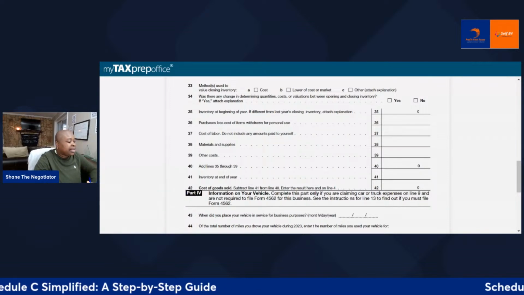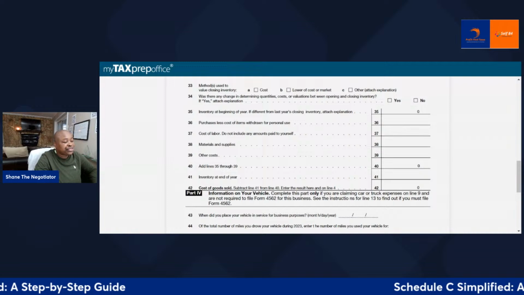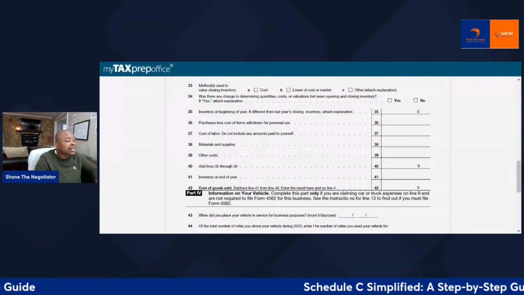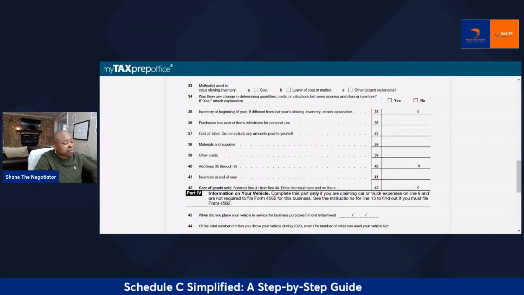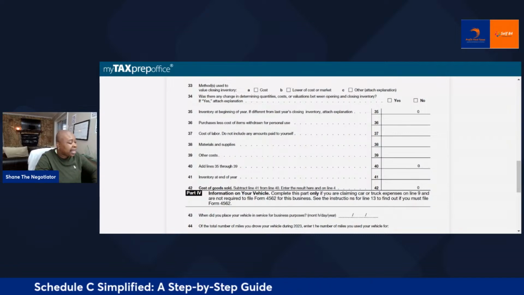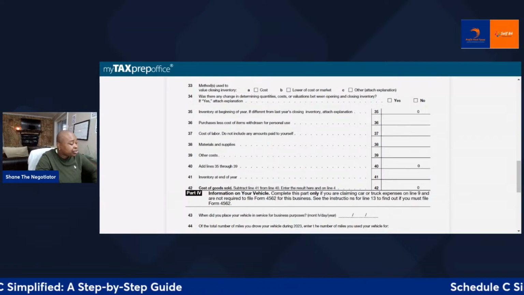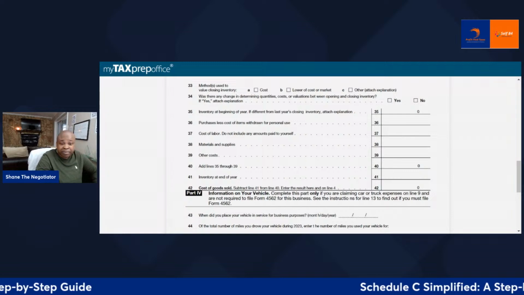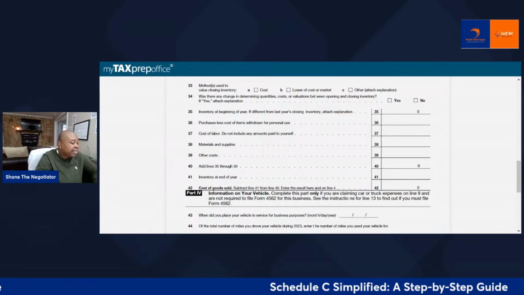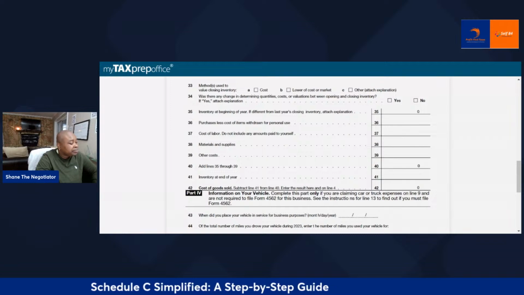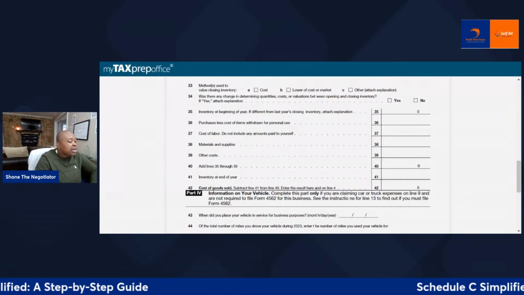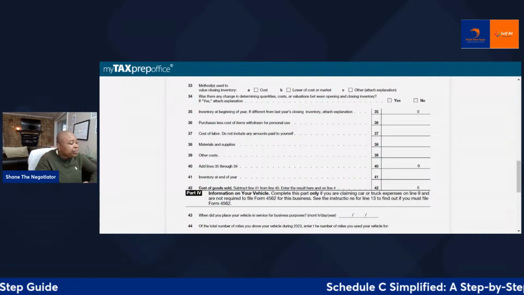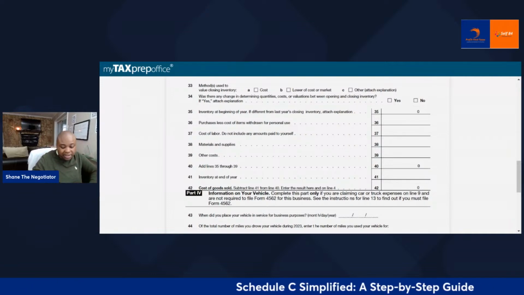Cost of labor: do not include any amounts that you pay to yourself. Whatever the cost of labor is in relation to inventory, you'll put that there. Materials and supplies, you add that number on line 38. Other costs related to it, like shipping costs and things like that, you add there. Then you're going to add lines 35 through 39, and that new number goes on line 40.